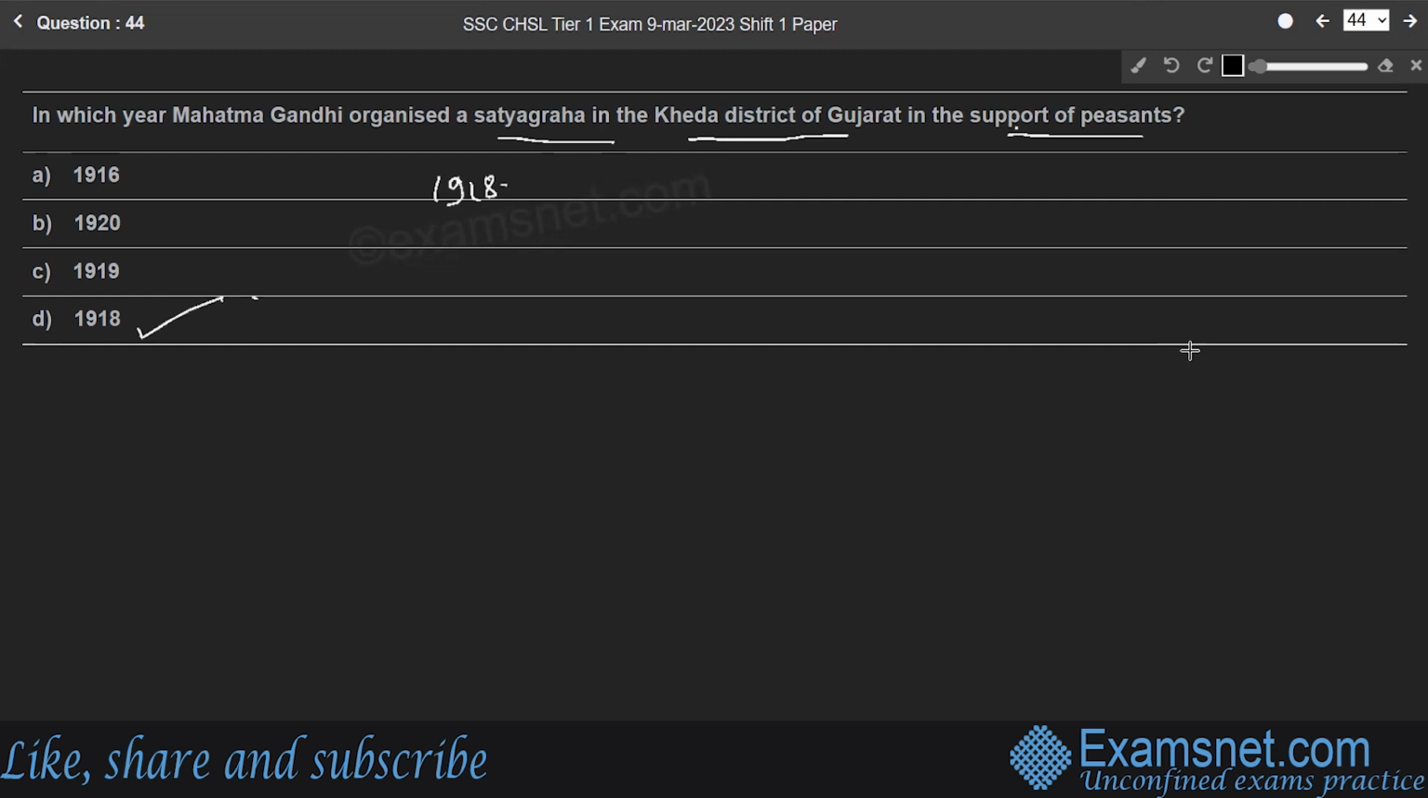The Satyagraha was a non-violent resistance movement in the support of peasants who were facing immense difficulties due to the oppressive policies of British government, particularly the high taxes they imposed on the farmers. The Satyagraha was successful in achieving its objectives and it helped establish Mahatma Gandhi's leadership in the Indian independence movement. Here option D, in 1918, Mahatma Gandhi organized a satyagraha in Kheda district.